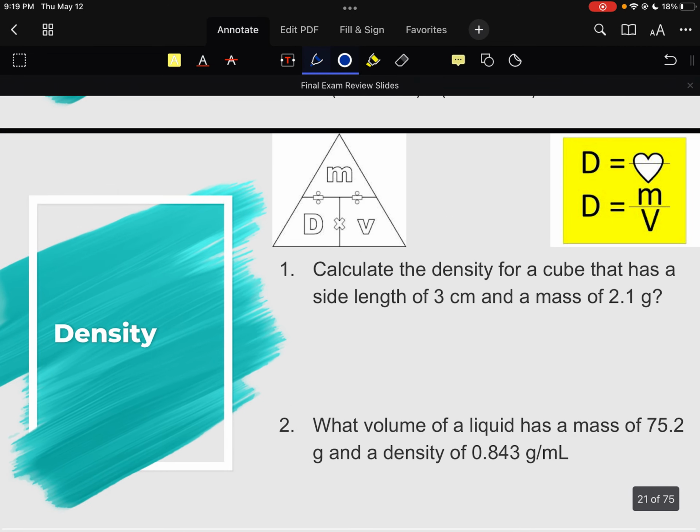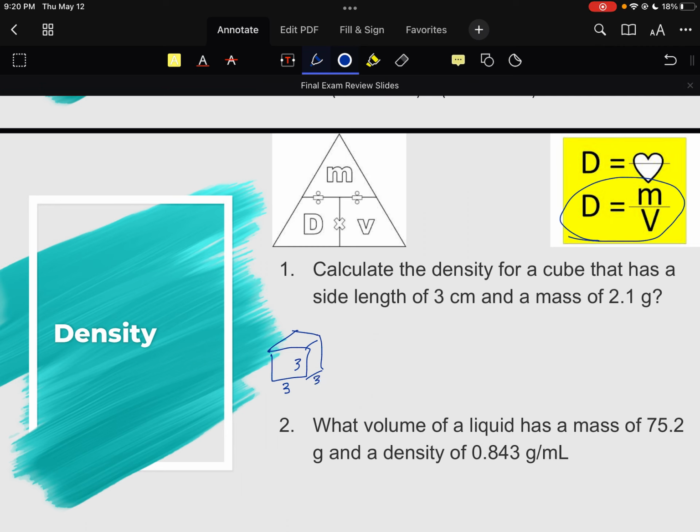Last thing is density, just being able to plug in values into the formula. So this formula is on your reference sheet, on your purple sheet when you need to use it. So we're just going to plug it in. So this is talking about a cube. So remember, a cube is a 3D shape. And it says the sides are all 3. So that's 3, and then that's 3 also.